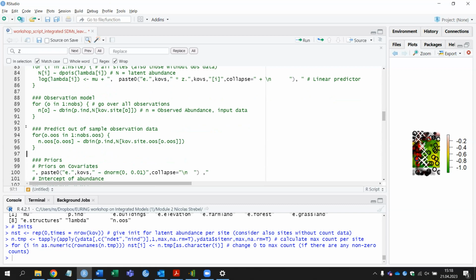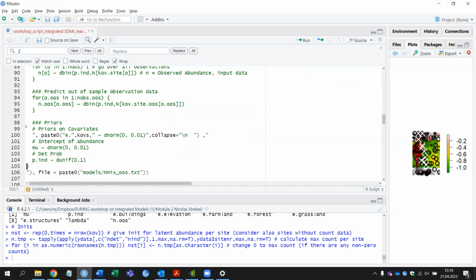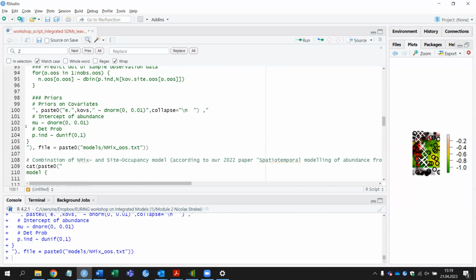Could you repeat the line 95? Yeah. So here we have NOOS, that's the count data from the sites that we have skipped. They are also a binomial outcome of detection probability and latent abundance. And then we have to indicate some priors. Save that. Yeah, that was the binomial mixture model for count data.